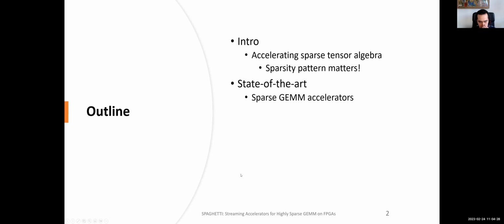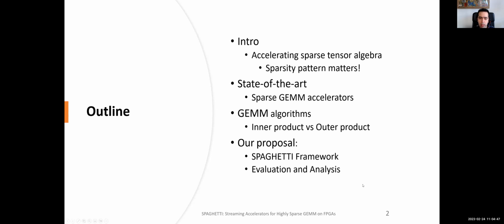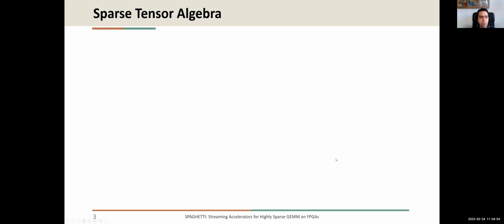So I will talk about sparse tensor algebra and sparsity patterns, and then I will talk about the state-of-the-art sparse GEMM accelerators. Then we take a look at the GEMM algorithms, in particular inner product versus outer product algorithms. And then we show the Spaghetti framework and architecture, and then evaluations. Please feel free to interrupt me if you have any questions.